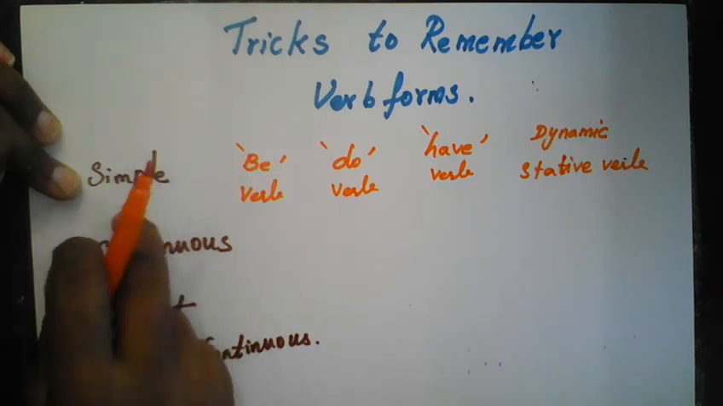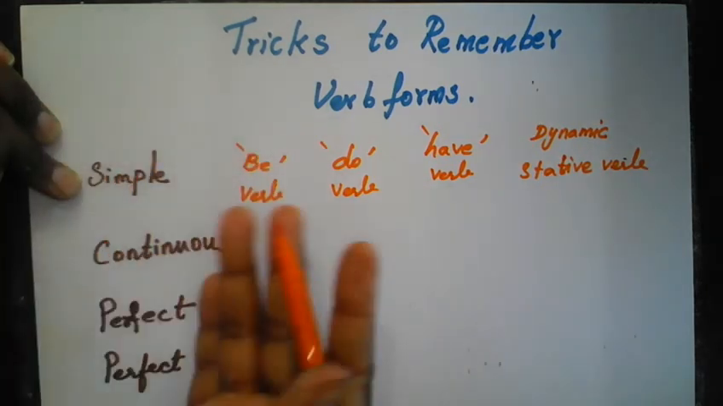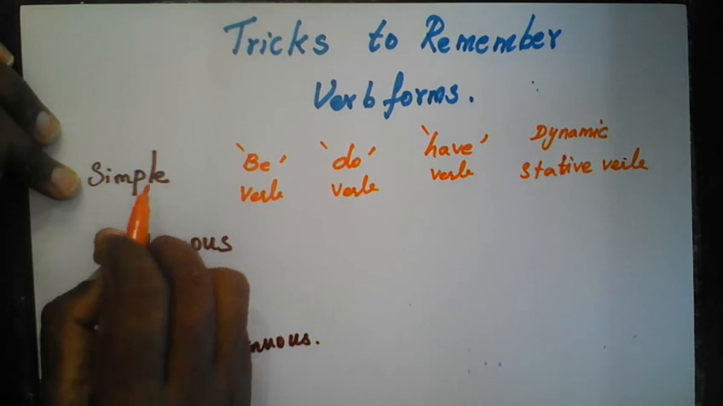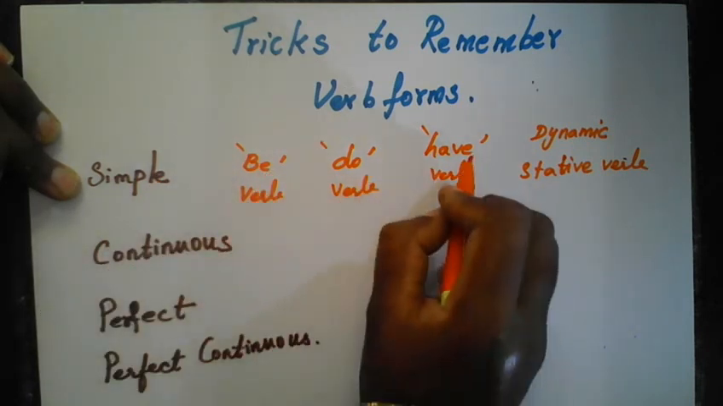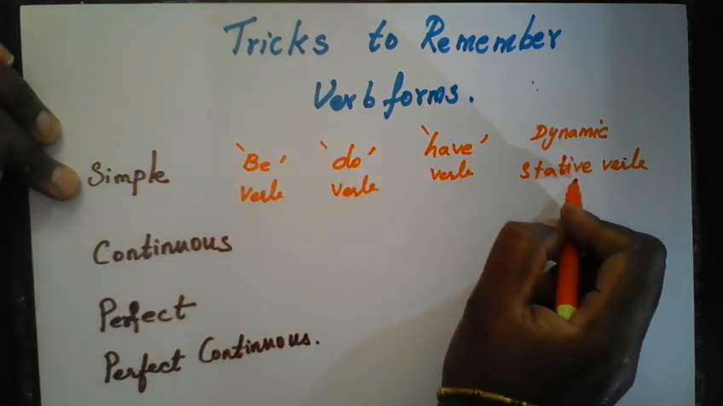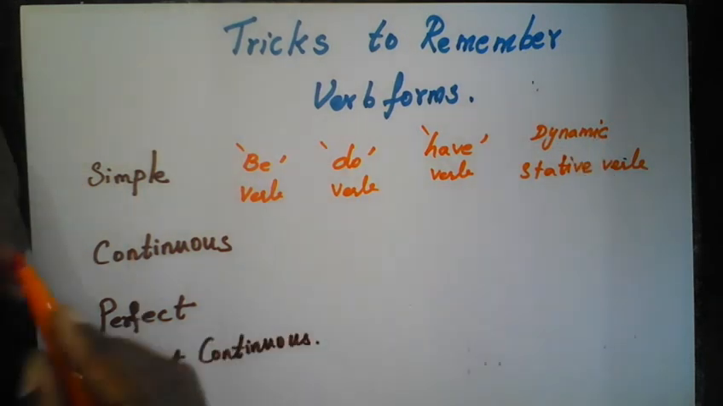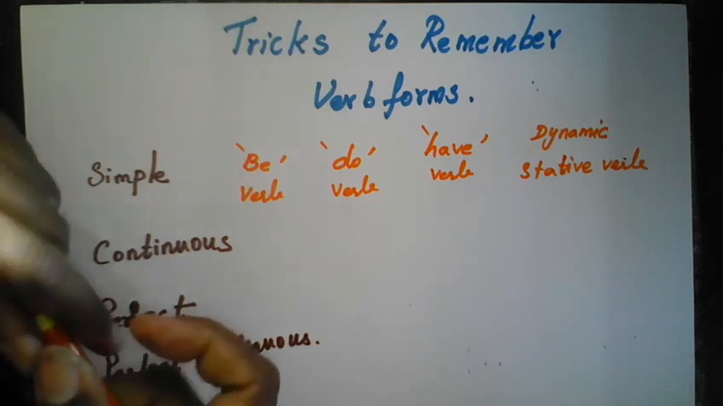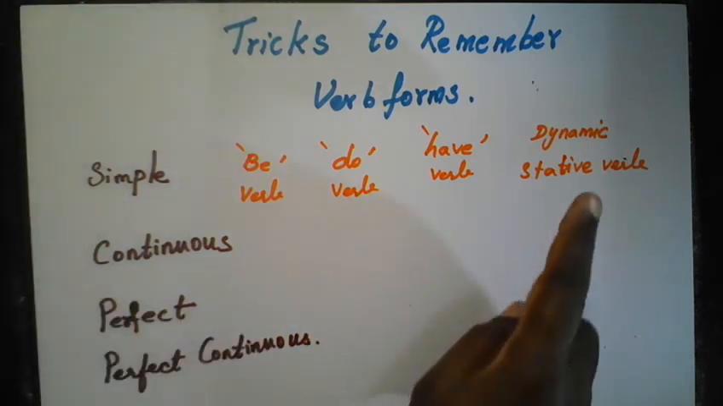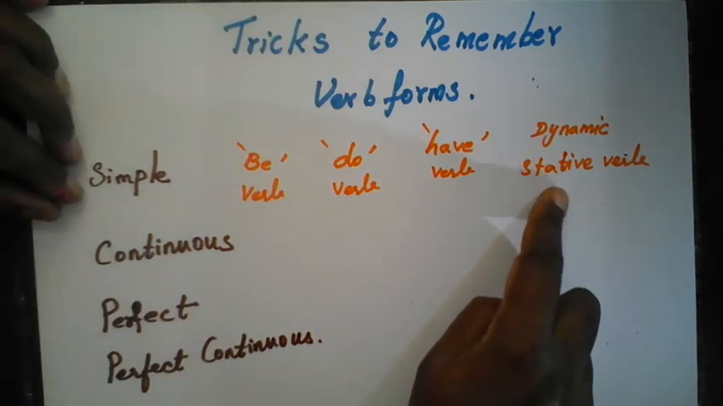Okay, if it is a simple tense, it may be a simple present or simple past tense or simple future. This be verb, do verb, have verb, dynamic and stative verb are very much important. What are dynamic verbs? Dynamic verbs need what? Physical action, and our stative verb is our cognition, thoughts.